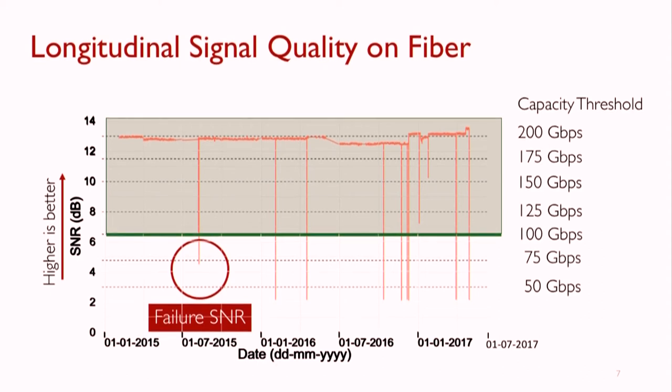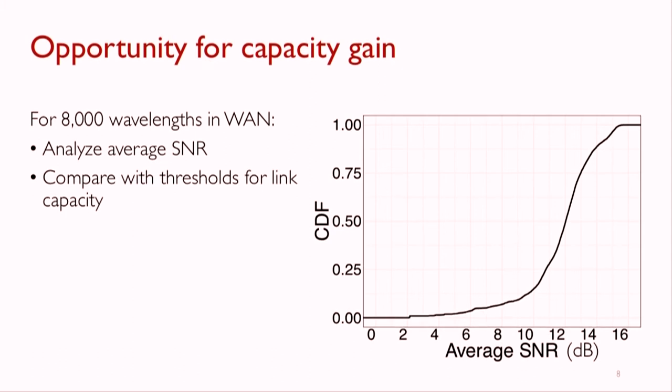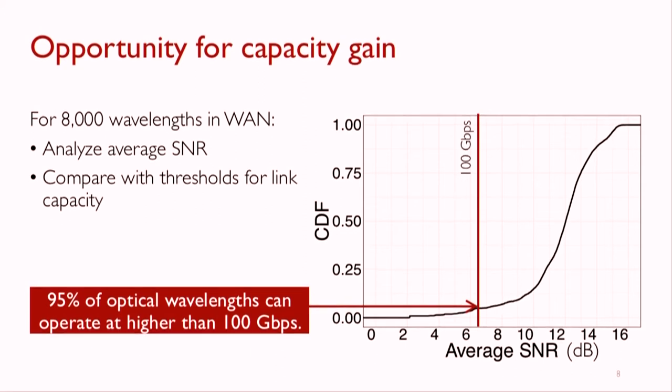But this is one wavelength, and you might think, does this scale to the entire backbone? So I'm going to show you the opportunity of capacity gain at scale. For these 8,000 wavelengths, I'm plotting here on this graph the average SNR on the x-axis and a distribution on the y-axis. Here is the threshold for if I want to drive this link at 100 gigs of capacity. You will notice that 95% of wavelengths that I analyzed can operate at 100 gigs or higher, which is great.